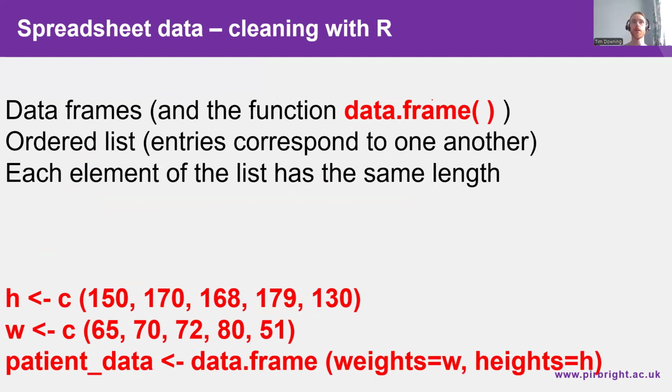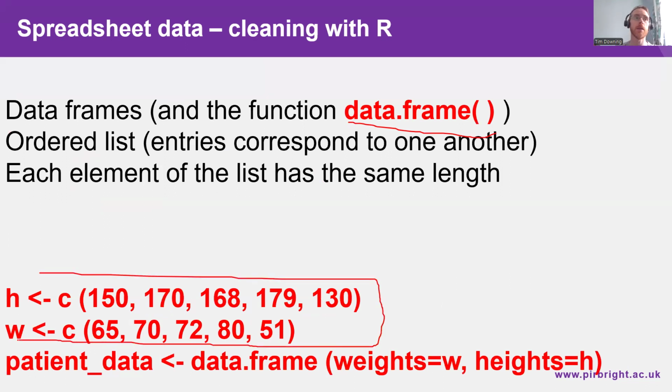We'll also use this function data frame. So data frame is very, very useful for creating a structured data set. So if we have a vector, say here, of heights and weights, we want to link it together such that the height 150 corresponds to 65, 170 to 70, 168 to 72, and so on and so on. And we can do that using the function data frame with weights equals W, heights equals H. So H and W take on the values inside the table.